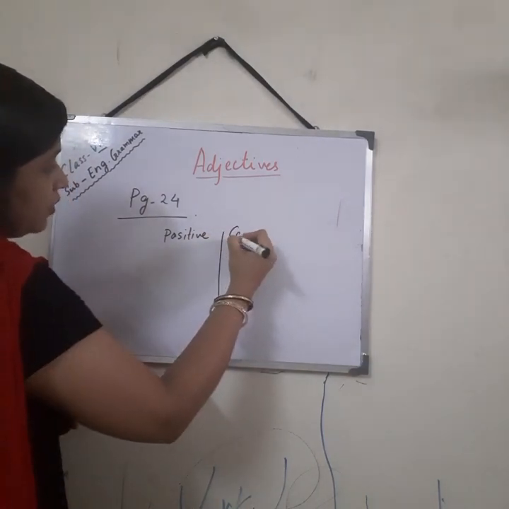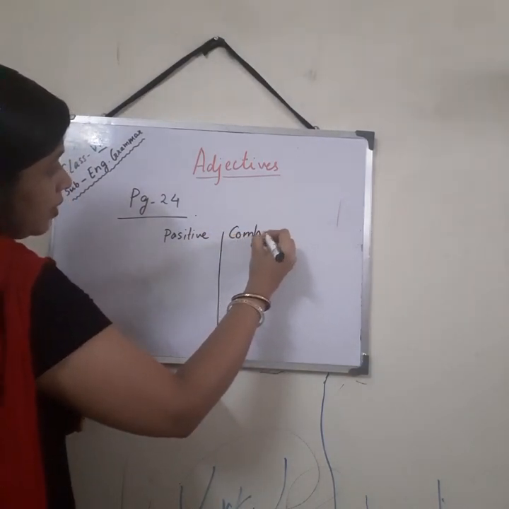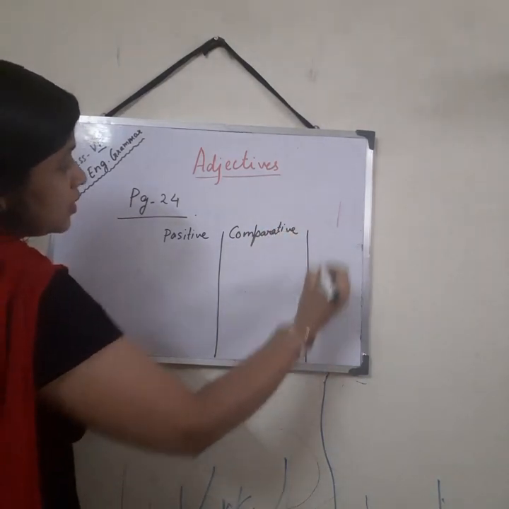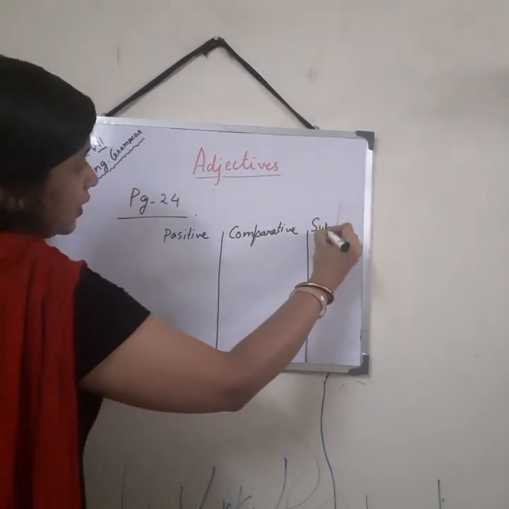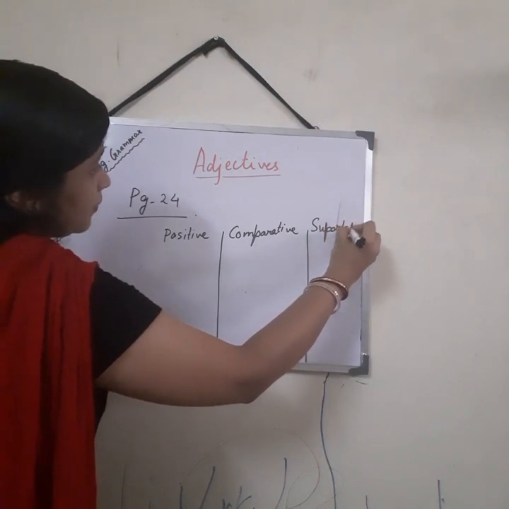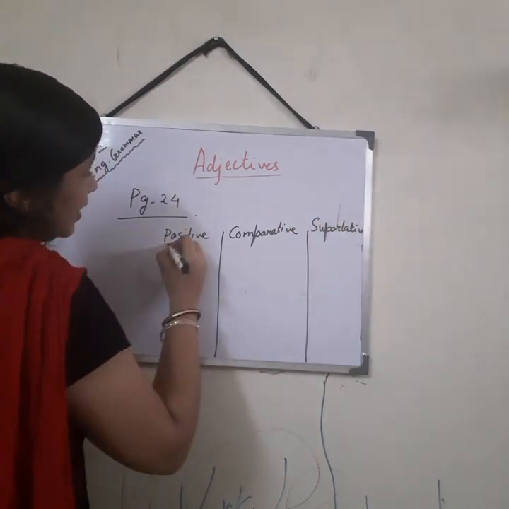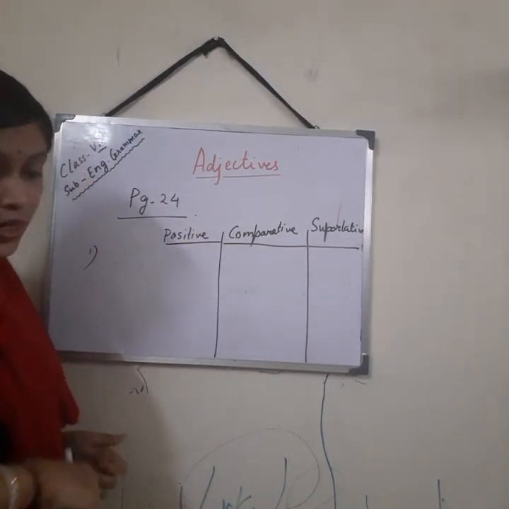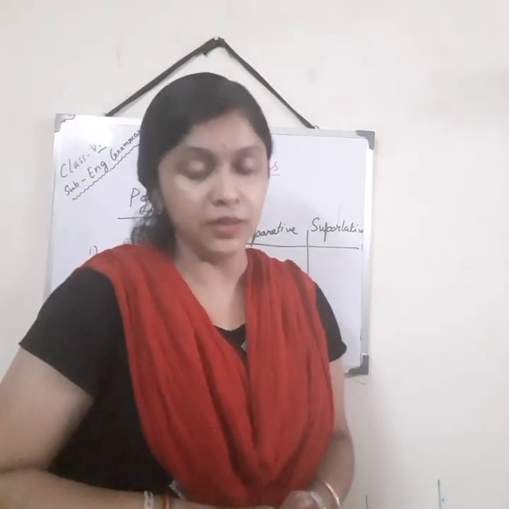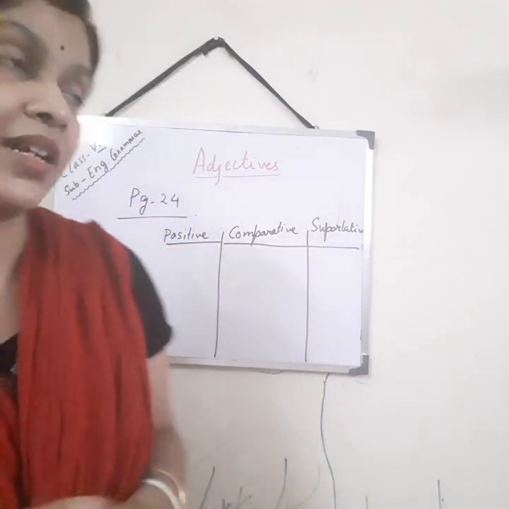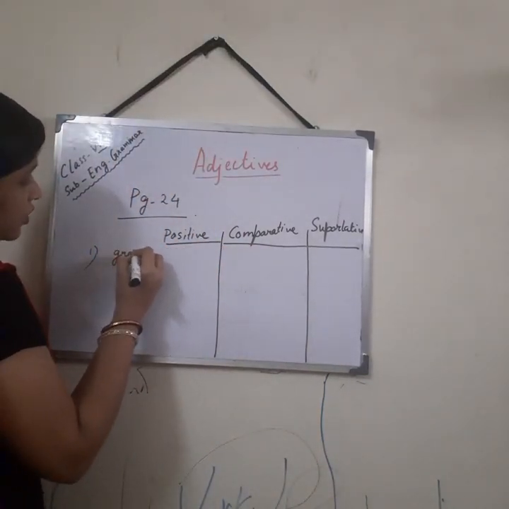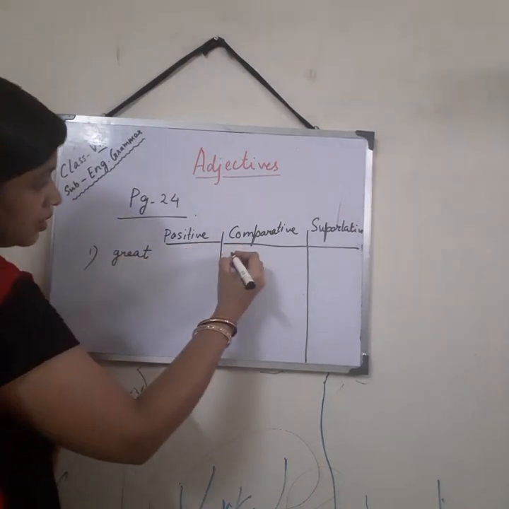Write positive, comparative and superlative in 3 different columns and then write all the words which are given. Okay. So the first word is great. Great, greater, greatest. I'll be doing just one from each of the numbers which are given. You can do the rest.